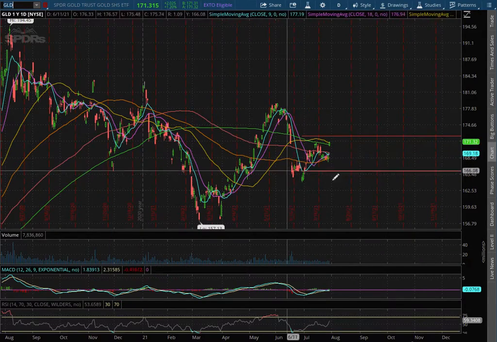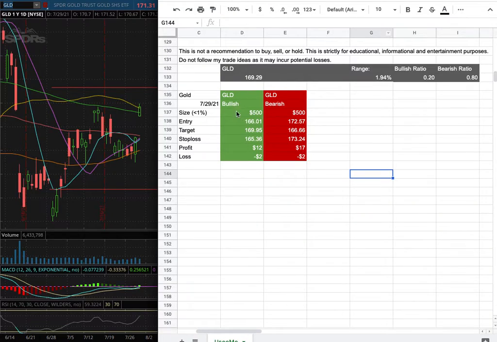As with the trade idea, I'll be trading GLD, and my position size for it is less than 1% of my portfolio, and my long entry is at $166.01, and that is this range here. My sell target is at $169.95, and my stop loss is at $165.36.